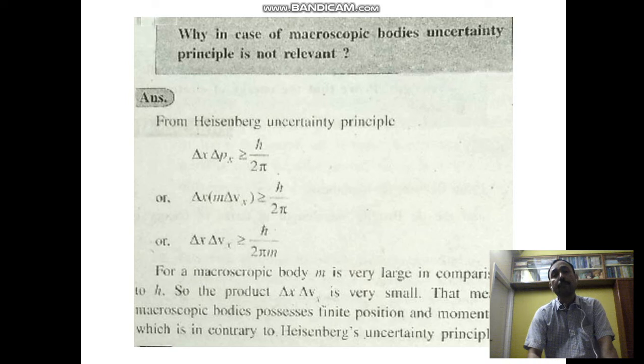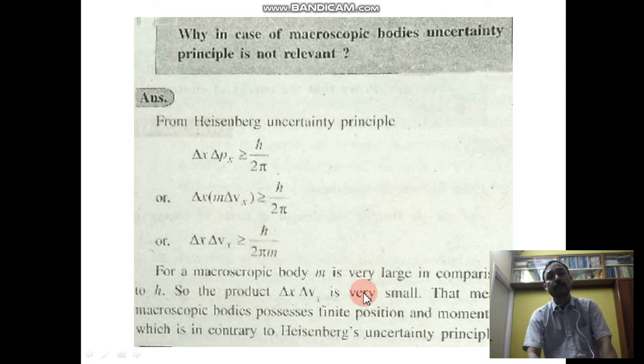Why in case of macroscopic bodies is the uncertainty principle not relevant? The same answer can be given from the previous one. Delta x delta px is greater than or equal to h cut, that means h by 2 pi. So again, delta x times m delta Vx is greater than or equal to h by 2 pi. So delta x delta Vx is greater than or equal to h by 2 pi into m.